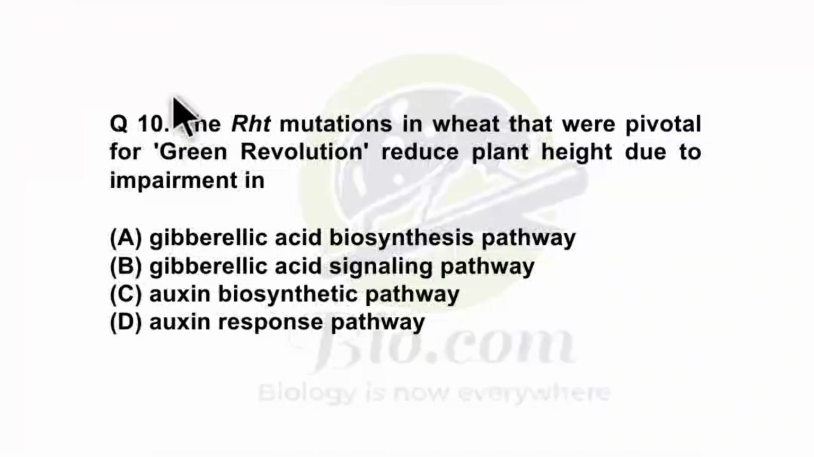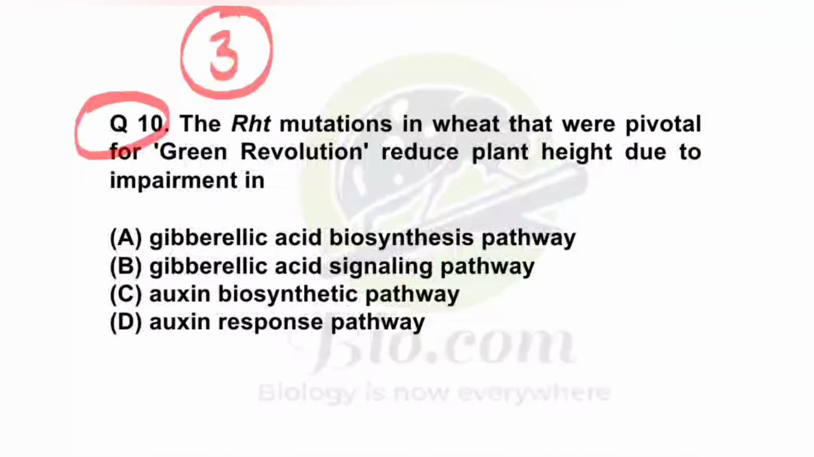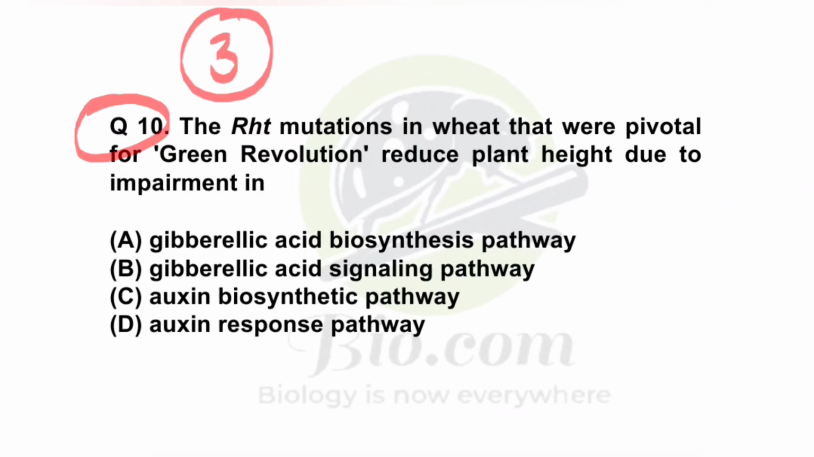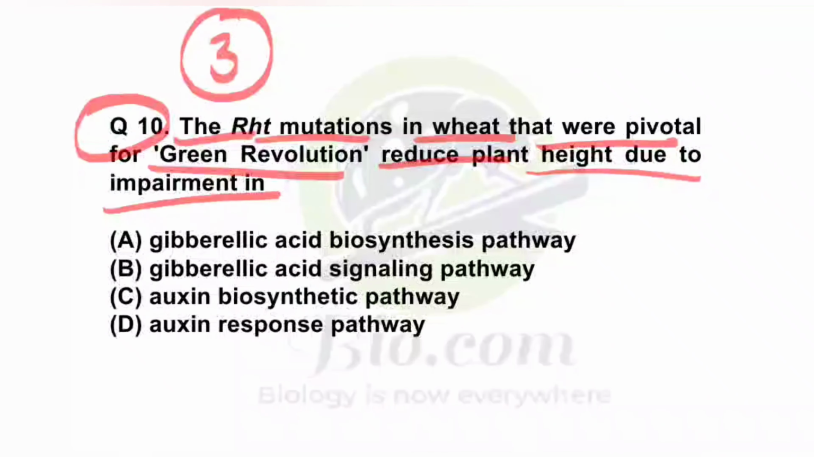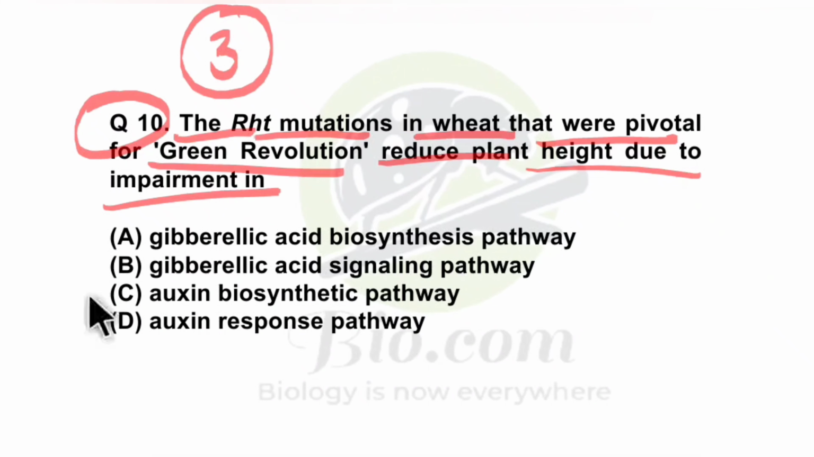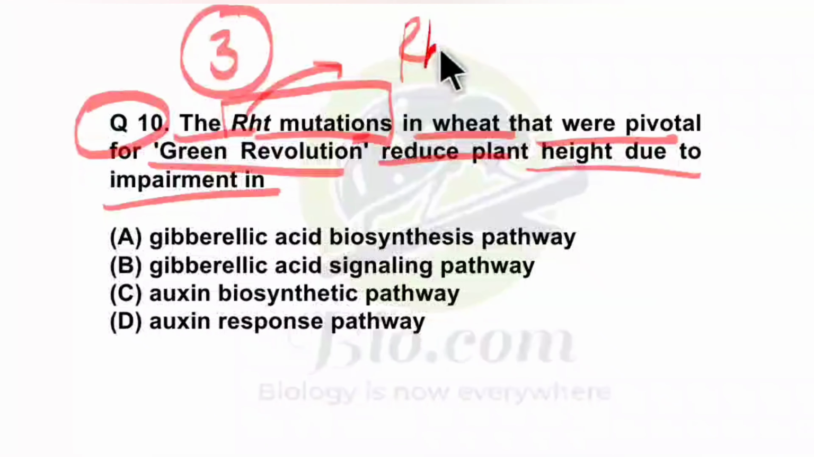So now question number 10, in which you will come to know how you can apply your basic knowledge to solve a 3 marks question. Please listen carefully. आप अपने बेसिक नॉलेज से एक क्वेश्चन कैसे सॉल्व कर सकते हैं वो इस क्वेश्चन से पता चलेगा. सो क्वेश्चन में ये पूछा गया है कि the Rht mutations in wheat that were pivotal for the Green Revolution reduce plant height due to impairment in. सो अगर आप ये क्वेश्चन पढ़ रहे हैं तो आप सबसे पहले सोचने लग जाएंगे कि व्हाट इज़ Rht म्यूटेशन, व्हाट इज़ Rht जीन्स, ये सब के बारे में सोचने लगेंगे.